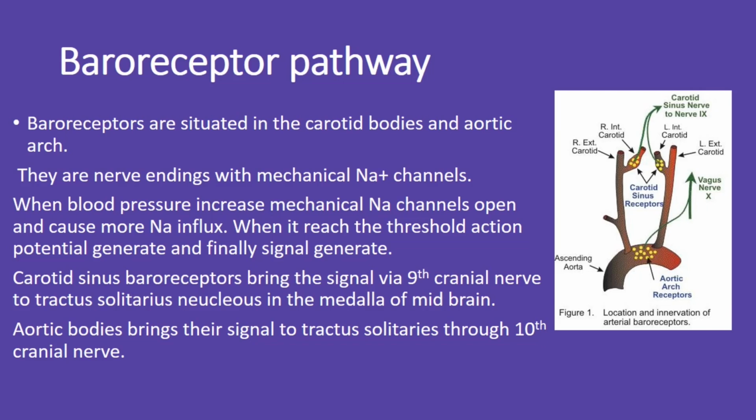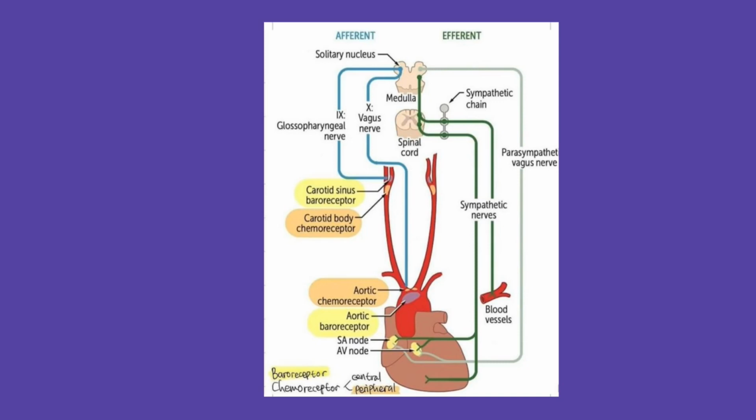The carotid sinus baroreceptors transmit their signals via the 9th cranial nerve to the tractus solitarius nucleus in the medulla of the midbrain. Similarly, the aortic bodies transmit their signals through the 10th cranial nerve to the tractus solitarius nucleus. In response to these signals, the brain adjusts heart rate and blood vessel diameter to maintain blood pressure within a narrow range.